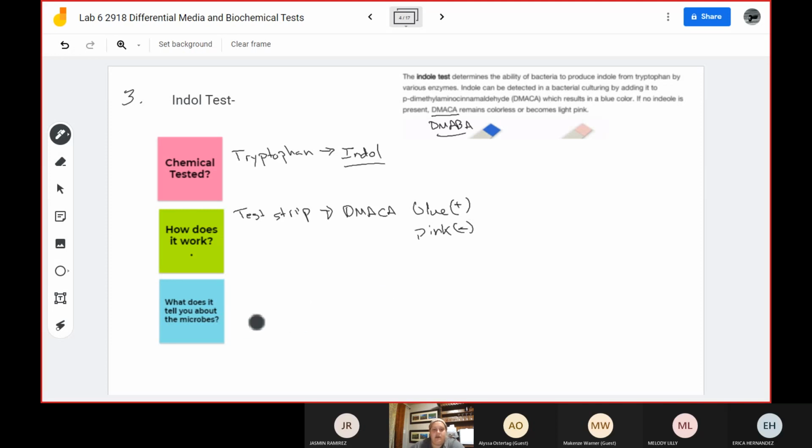What does this tell us about the microbe? It tells us if the microbe can utilize tryptophan as a nutrient, as a food source.